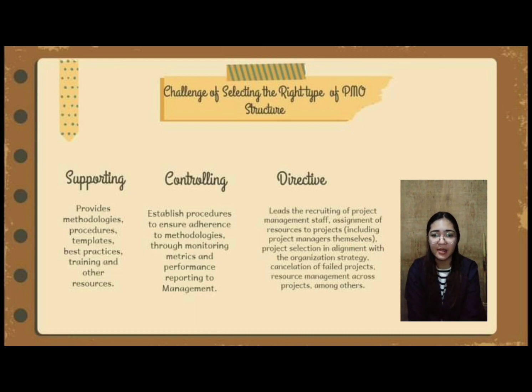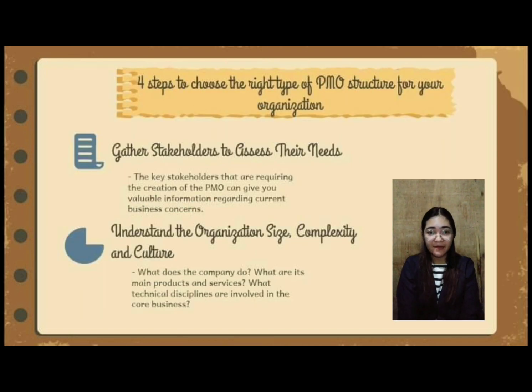To choose the right type of PMO structure, many factors must be considered, such as whether the organization is profit or non-profit, local or global, small or big, and its industrial sector, technical discipline that employs, human cultures, among others. Next are the four steps to choose the right type of PMO structure for your organization. First is to gather stakeholders to assess their needs.